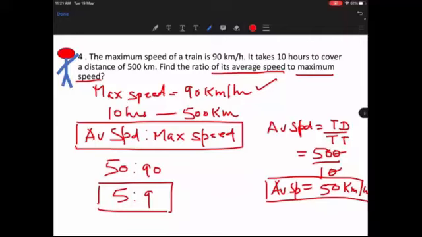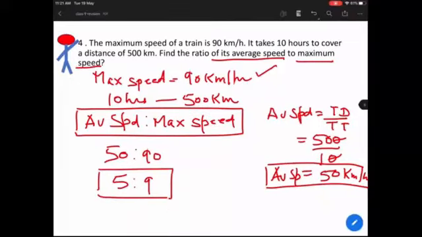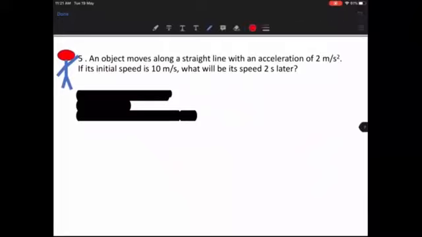So let's now move on to the next question. An object moves along a straight line with an acceleration of 2 meters per second square. So let's say this is the straight line. Whenever it is meters per second square, you have to understand that it's an acceleration. Now the initial speed is given. It is 10 meters per second. What will be its speed 2 seconds later?